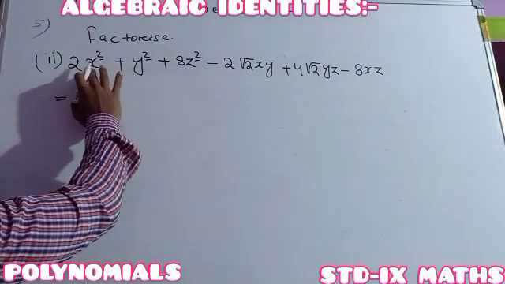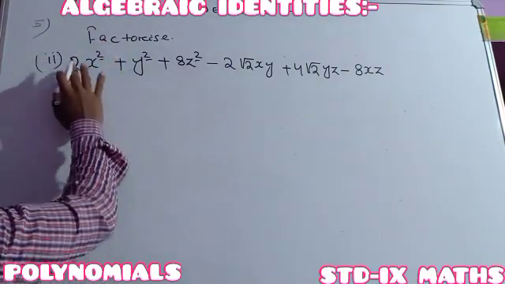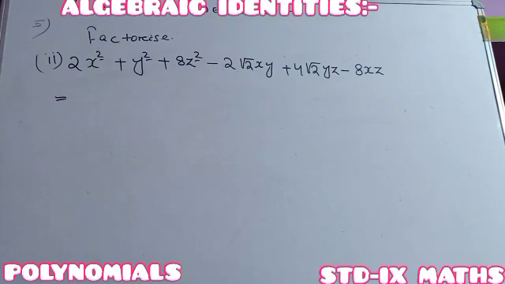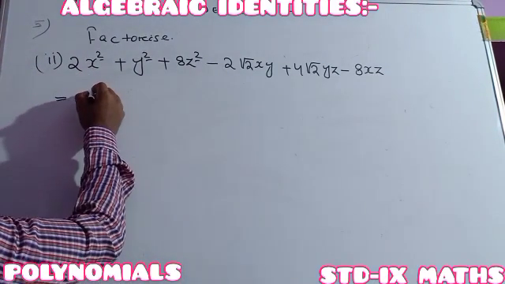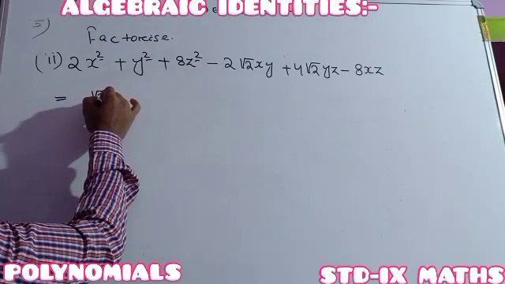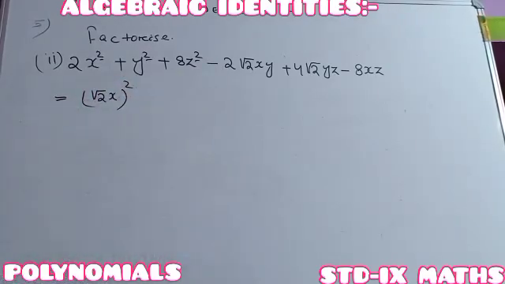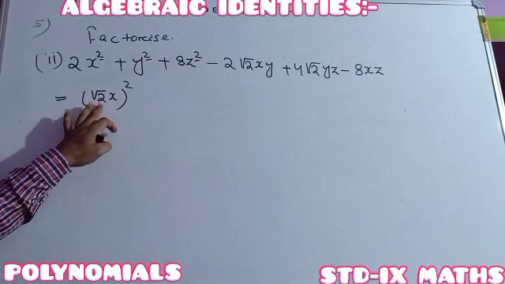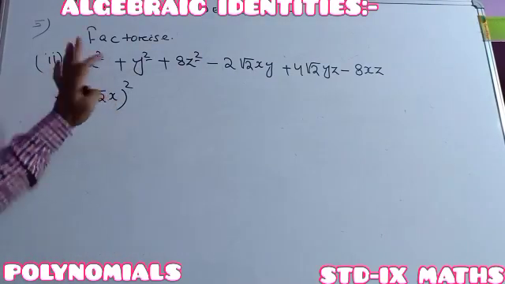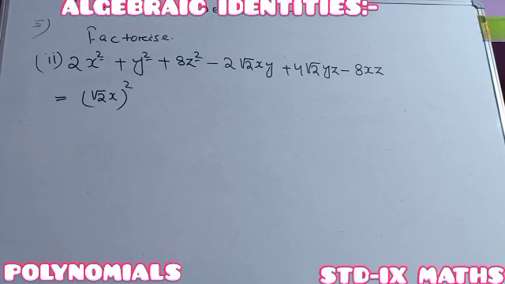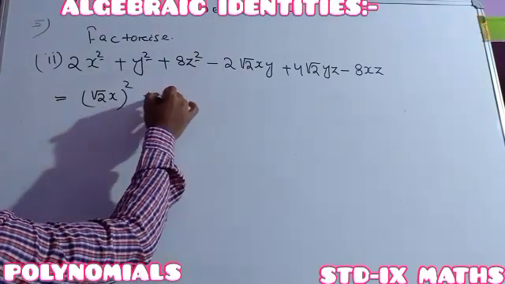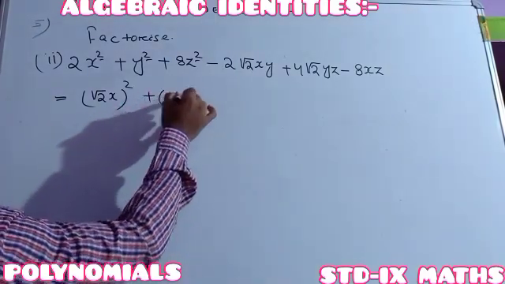See, x is seen, x square equal to x square, but 2 is whose square? Root 2 is our 2. Root 2 whenever multiplied twice becomes 2. So here I am writing root 2 into x square, it is our 2x square, because root 2 square means 2, x square means x square. Then after y square, it is clearly seen as y its square.